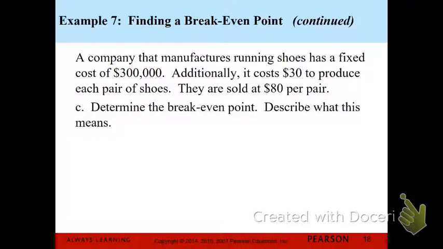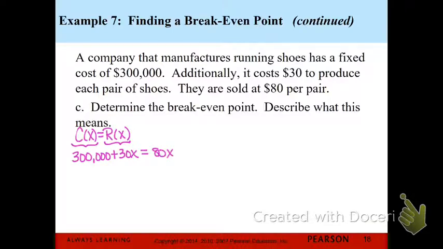And then C says, determine the break-even point. Describe what this means. Well, what did we say the break-even point was? You don't gain nor lose. Why? Because your cost is equal to your revenue. All right, well, we can substitute what these are in here. What was my cost? 300,000 plus 30X. Good. Equals, substitute in what was revenue.